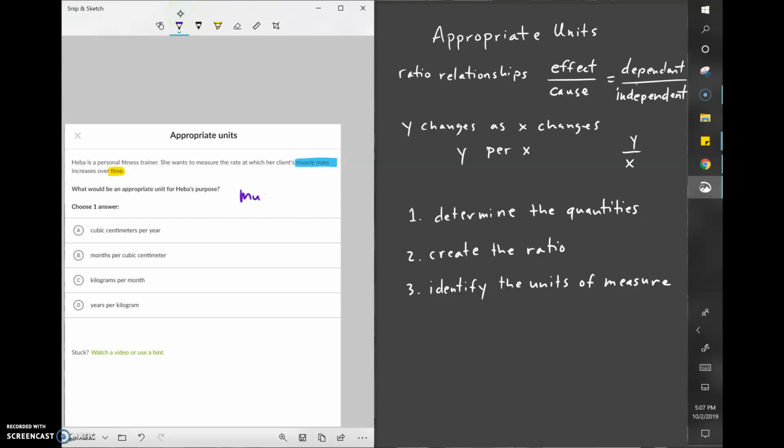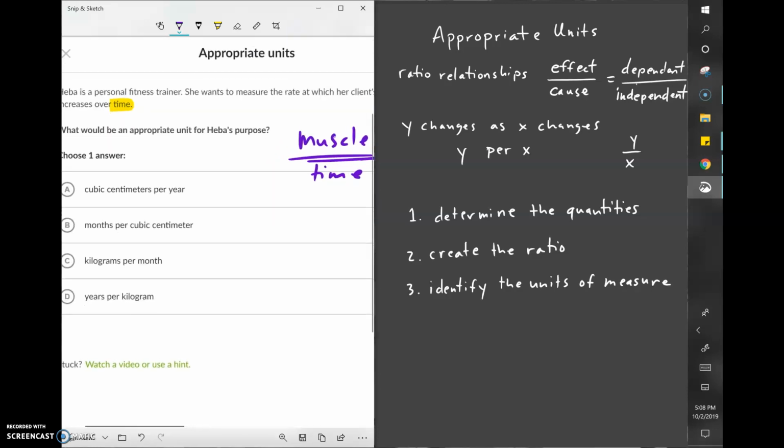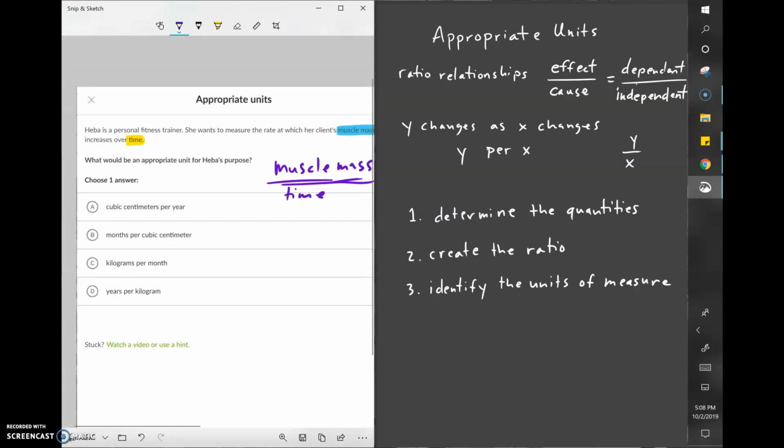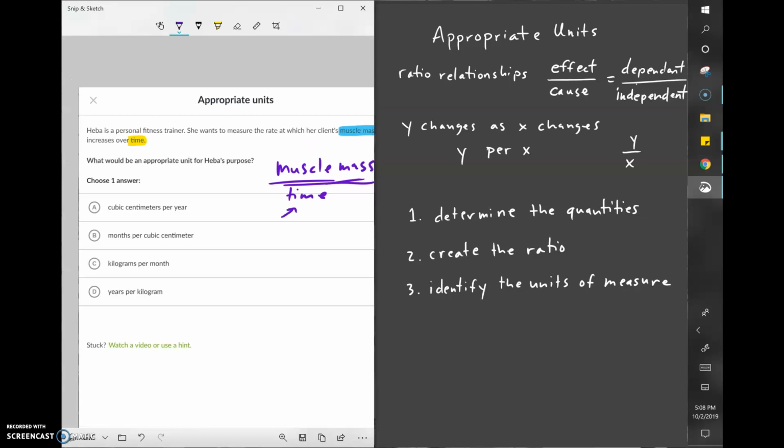So we got muscle mass over time. So we're looking for something that represents mass in the numerator, something that represents time in the denominator. I'm going to go ahead and go through these and eliminate ones that I know are not the answer, based on the fact that time should be in the denominator. And remember, per's the fraction line.